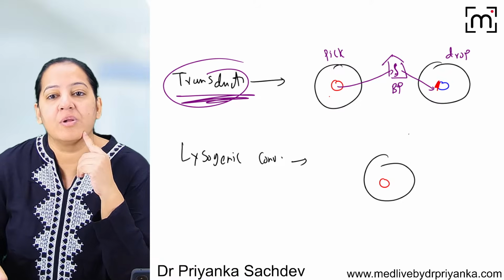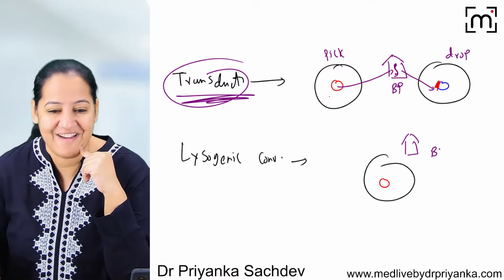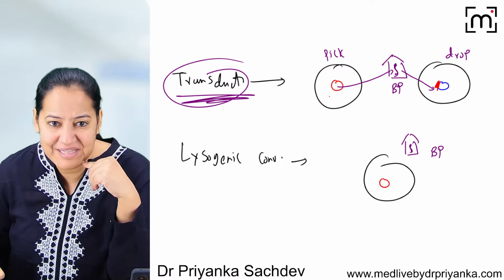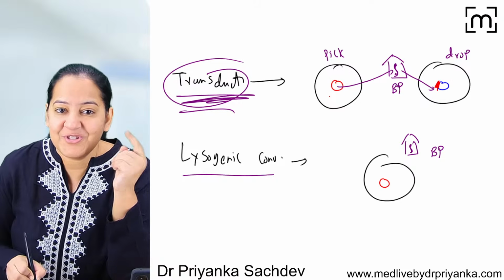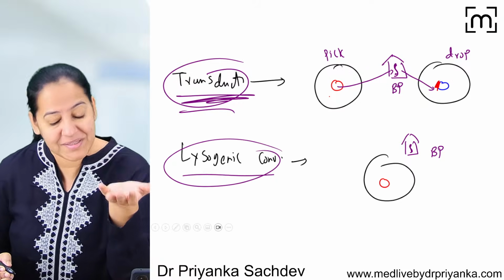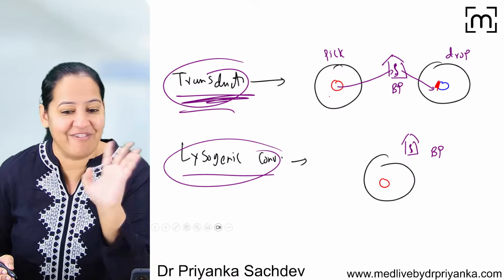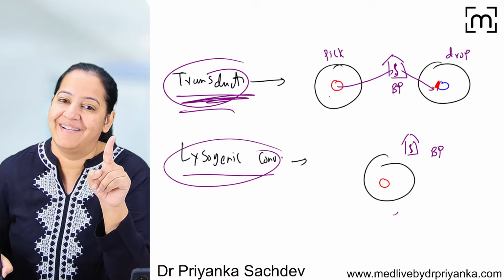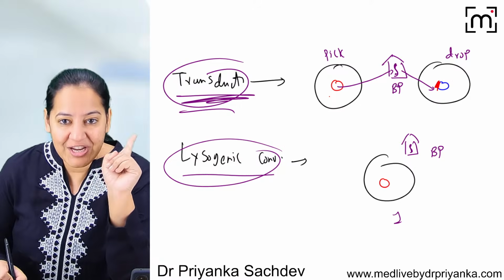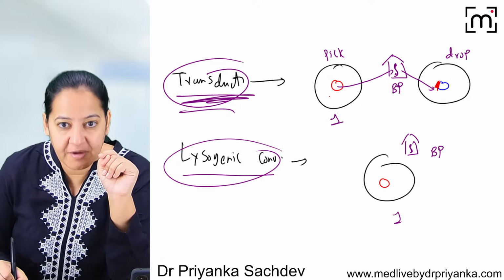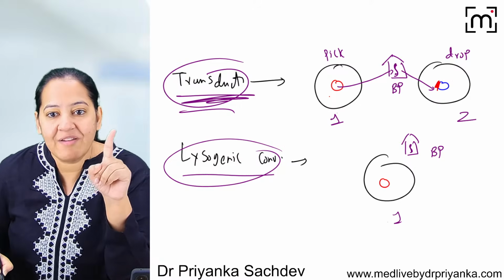In transduction, you already understood. In lysogenic conversion also we have a bacteriophage. You will say, ma'am, then what is the difference between transduction and lysogenic conversion actually? Yes, we are also having bacteriophage here, but we don't have two bacteria. We have only one bacteria. Here we have two bacteria, where the gene transfer takes place between bacteria number 1 and bacteria number 2. Here we have only one bacteria.